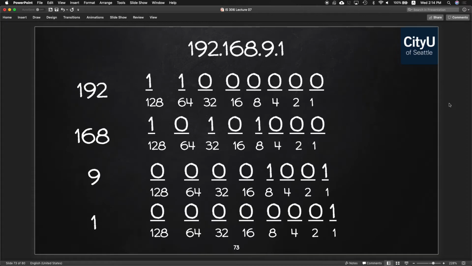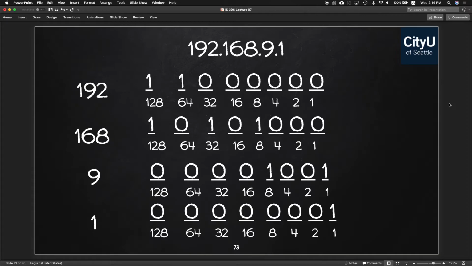So 168 minus 128 is 40. So you can't use 64 for that. You can use 32, so you put it in true, or 1. Now you only have the value of 8. You can't use 16, but you can use 8. Now you put that true, and the rest is false.